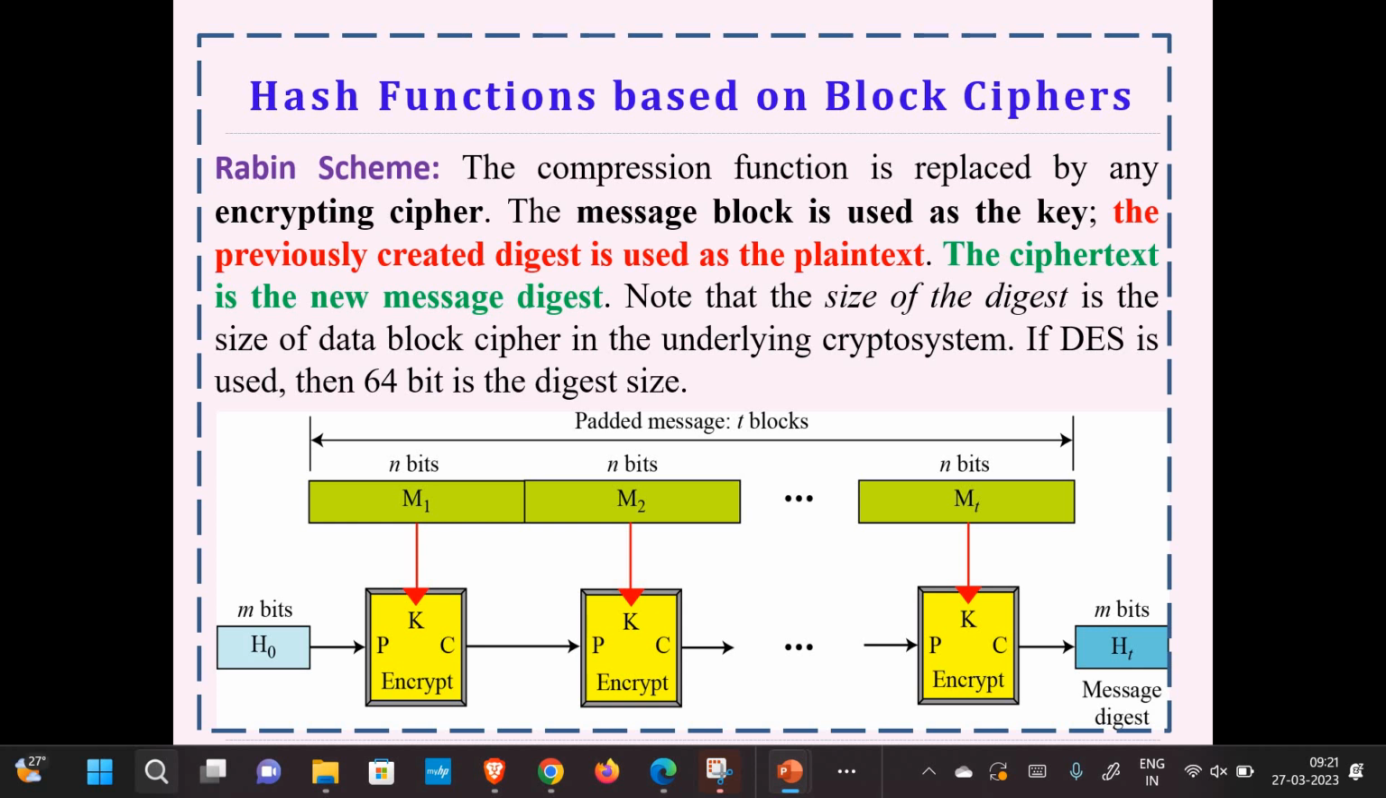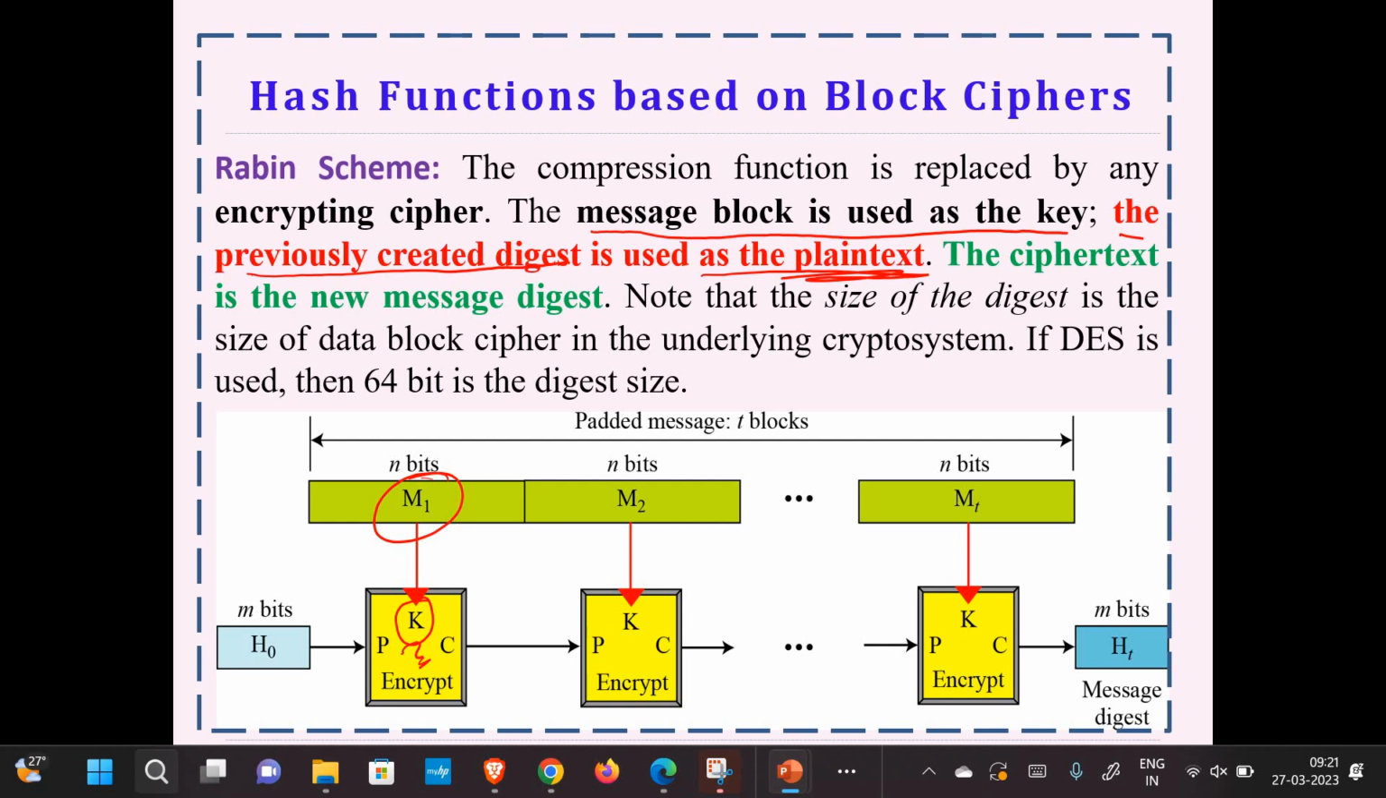So this is one of the schemes that is available, which is called the Rabin scheme. In that, if you observe, this is the same block diagram that we have discussed in the very first case, but here the function is defined. If you observe very carefully, what they have suggested is that when you have message block M1, the message will be considered as the key. See over here, it's mentioned: the message block is used as the key, and the previously created digest is used as the plaintext. Just an algorithm; this is nothing to do with why it is to be done.